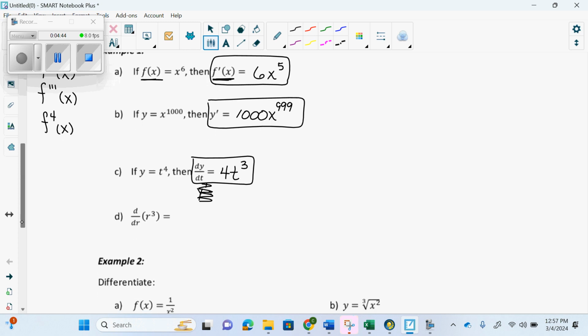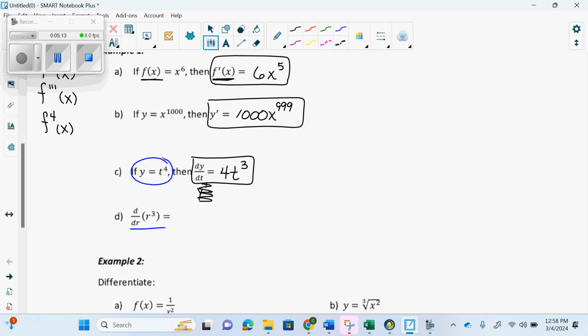Now, I gave you all the different forms so that you can understand them. Do you see how this one's dy over dt equals? That's the same as saying y prime. Do you see how this one doesn't have a y on top of it? There's no equal sign in here. It's just the derivative of r cubed. So this is y, this is an equation: y equals t to the 4. I want the derivative of y with respect to t equals, and then I find it.